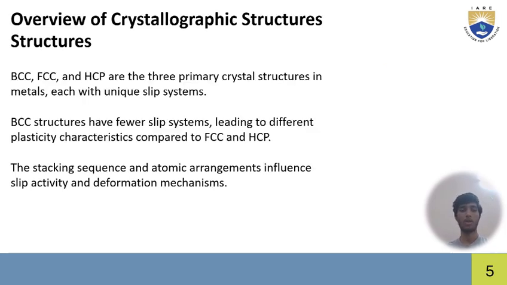Overview of crystallographic structures. Metals mainly crystallize in three structures: BCC, that is body centered cubic, examples like iron, chromium; FCC, that is face centered cubic, examples are aluminium, copper; HCP, that is hexagonal close packing, examples titanium, magnesium. Each structure has different slip systems, which are preferred planes and directions where deformation occurs. For instance, BCC metals have fewer active slip systems at low temperatures, while FCC metals have many, making them more ductile. The atomic arrangement strongly influences how easily a material deforms.